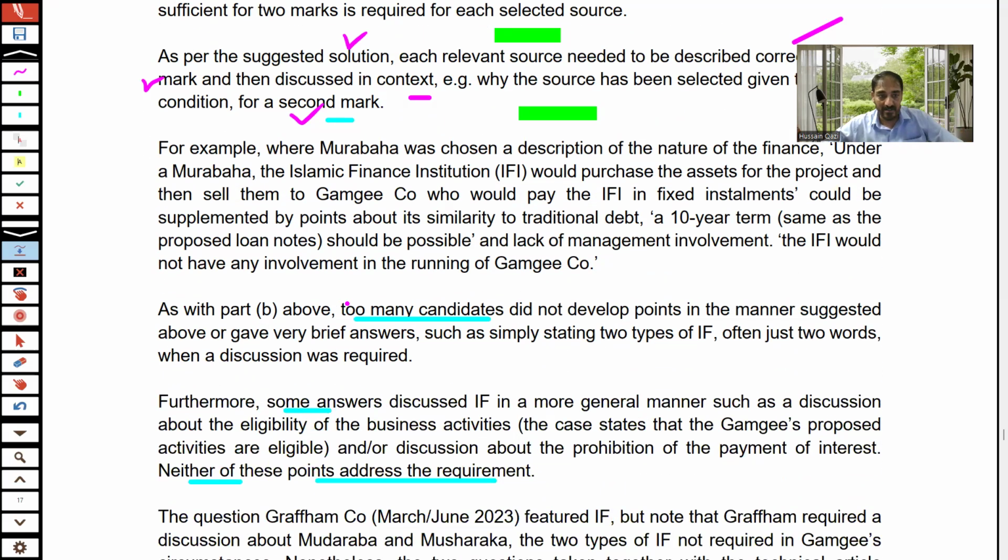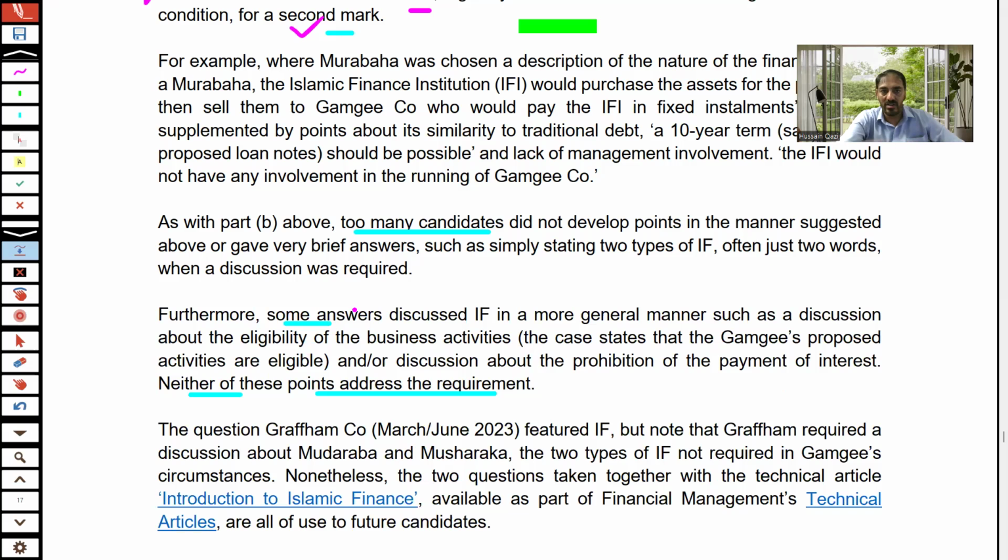We have done accordingly. I'm not reading this paragraph. Another point: too many candidates did not develop this point in a manner suggested above and gave a brief answer, simply stating 2 types of Islamic finance, often just 2 words, when a discussion was required. These are don'ts. We don't need to do that.